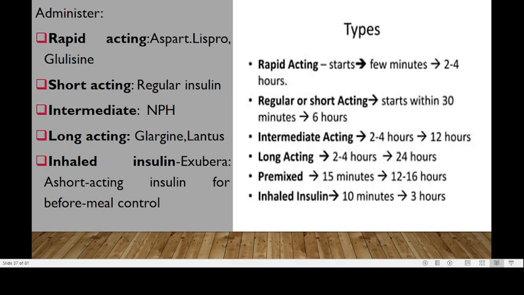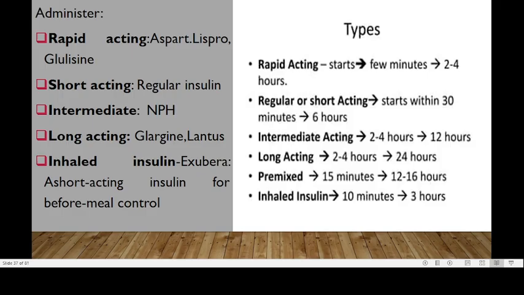aspart, and glulisine. We also have regular or short-acting insulin, which starts within 30 minutes and will be there for around 6 hours. And in order to identify this type of insulin, you'll find on the vial it's written R, so it is regular.